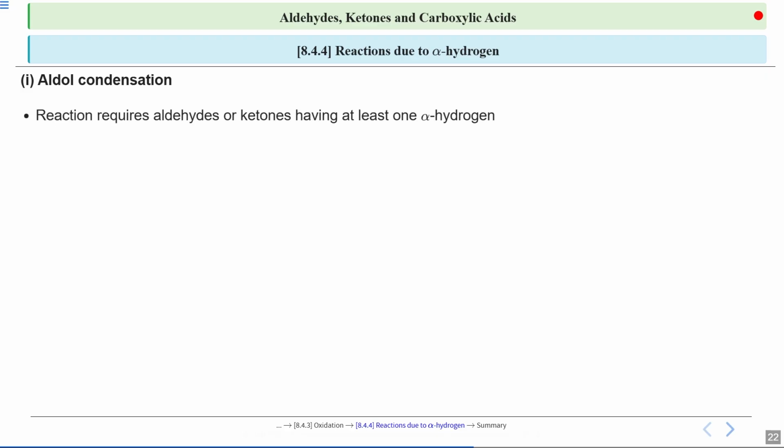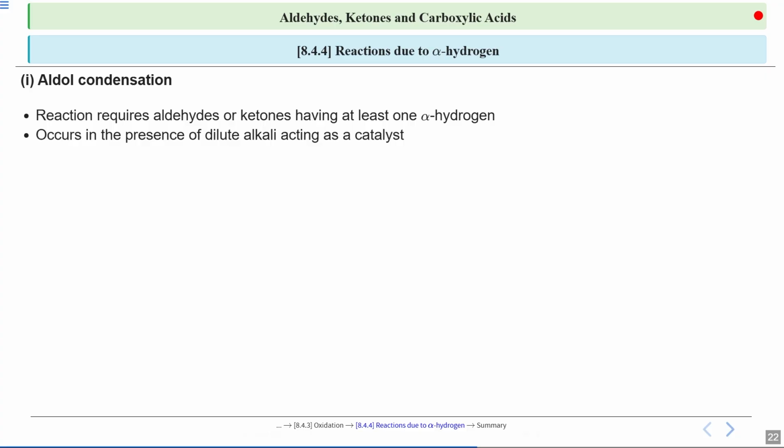For an aldol condensation to occur, the most important thing is that the aldehydes or ketones involved must have at least one alpha hydrogen. So alpha hydrogen is important. This is the hydrogen atom that is attached to the carbon next to the carbonyl group. The reaction takes place in the presence of a dilute alkali, which acts as a catalyst.